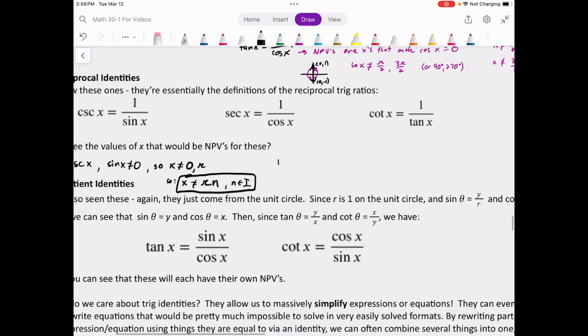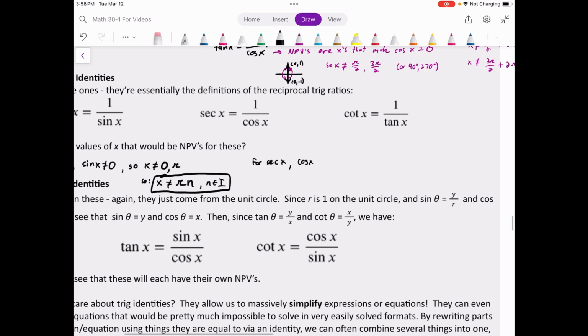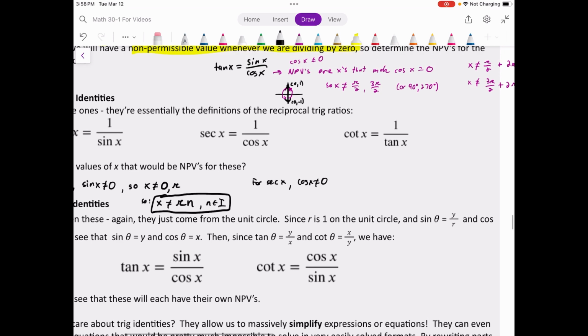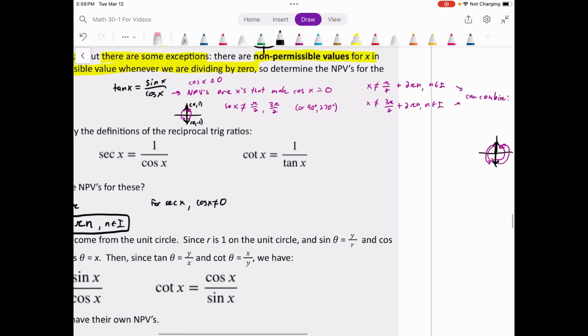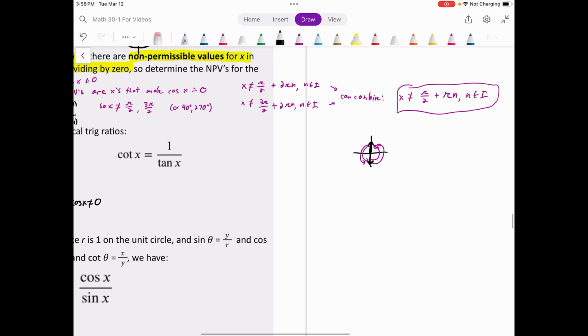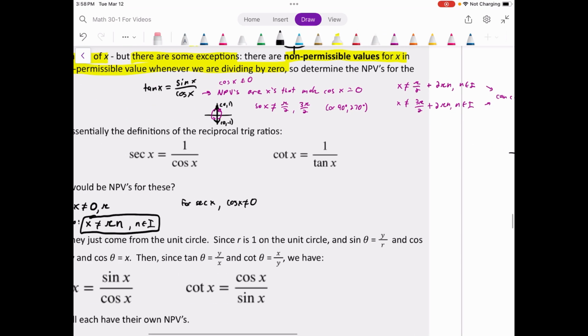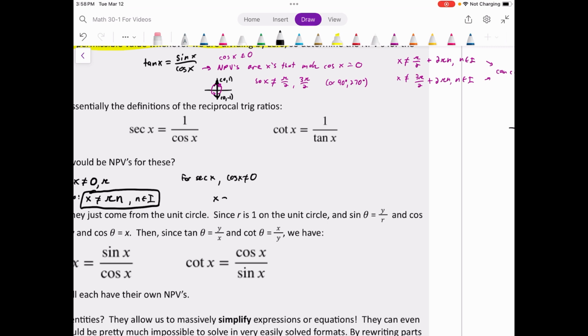All right, for secant x, well, we're dividing by cos x, right? Secant x is equivalent to 1 over cos x. So cos x cannot equal 0, right? We actually just established in the previous example that cos x is 0 when x is pi over 2, or 3 pi over 2, or anything coterminal to them. So if you're okay with it, I'll just reuse that from the previous question. We already know how to make cos x equal 0. It happens at pi over 2 plus integer multiples of pi.